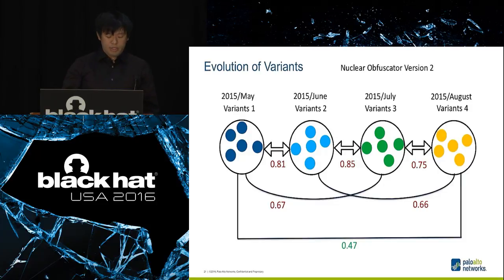With previous research, it's hard to link variant 1 and variant 4 because their similarity dropped to lower than 0.5. But with our method, we can apply a threshold to link variant 1 and variant 4 together and make the link. And this is the advantage of our work.